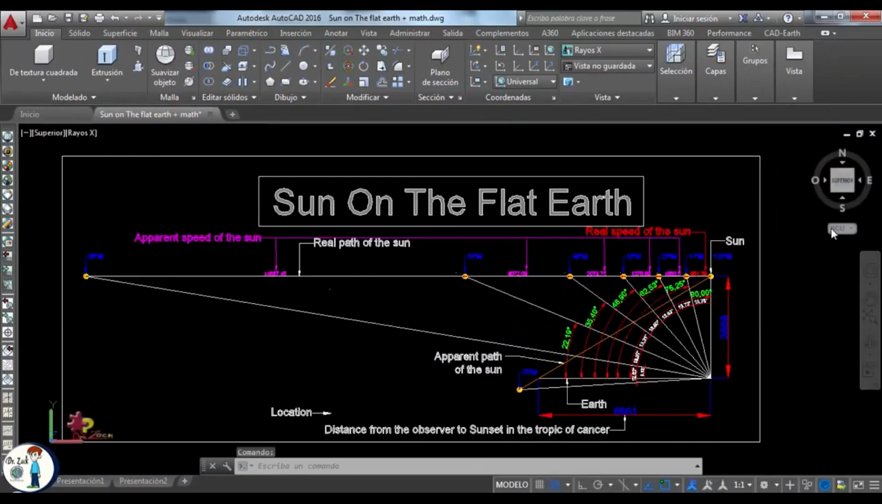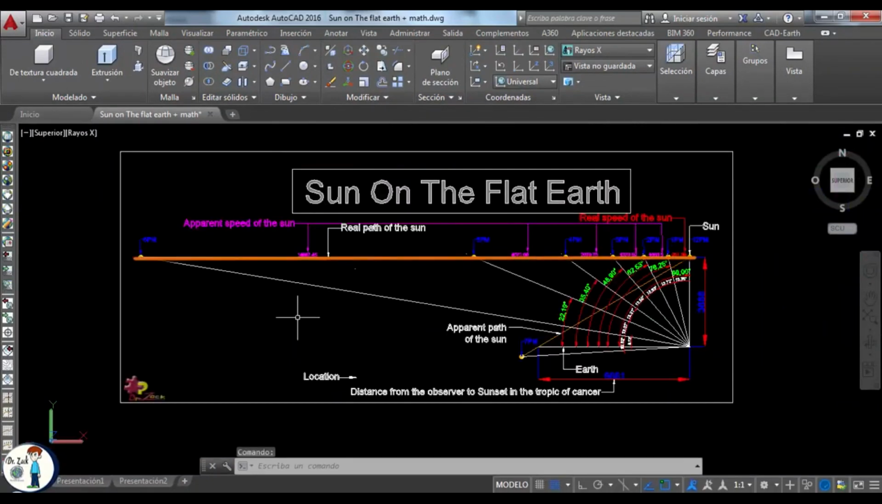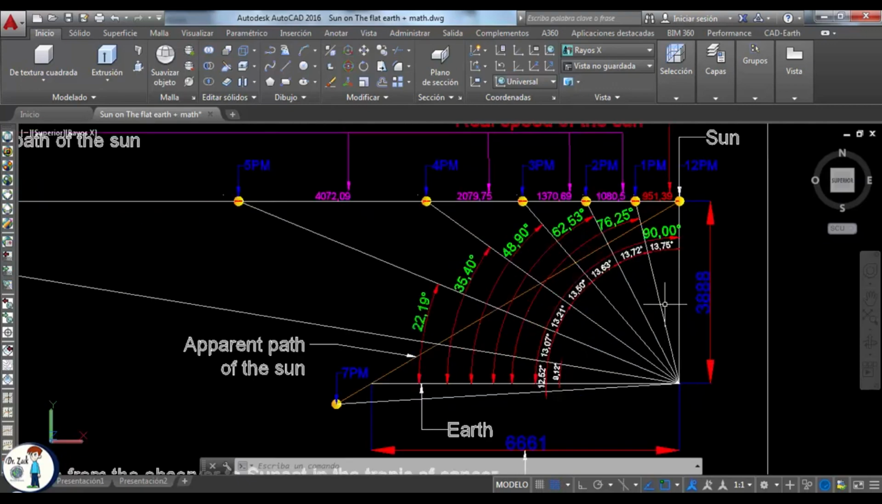But of course, the apparent sun doesn't travel in a straight line like the real sun does. So the distance between each hour should not be so exaggerated. We can draw it like this, but this is nothing but a diagram.